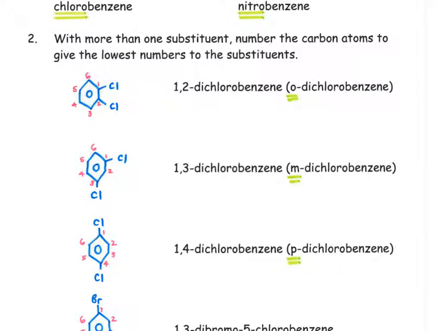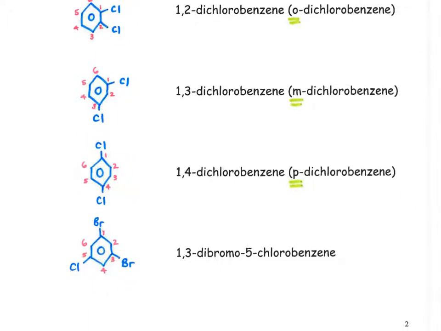And then the other way of naming it is m-dichlorobenzene. m stands for meta. I remember that as m for missed one. In our next example then, we have a 1,4-dichlorobenzene, also named as p-dichlorobenzene. p stands for para. What I think of is parallel, that they're opposite each other. Doesn't quite work, but it helps me to remember it.